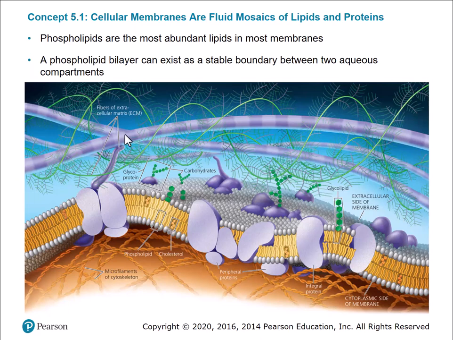Outside and hooked to a lot of these proteins is our extracellular matrix. And on the inside, a lot of these proteins are hooked to our cytoskeleton, and in particular, microfilaments of the cytoskeleton.